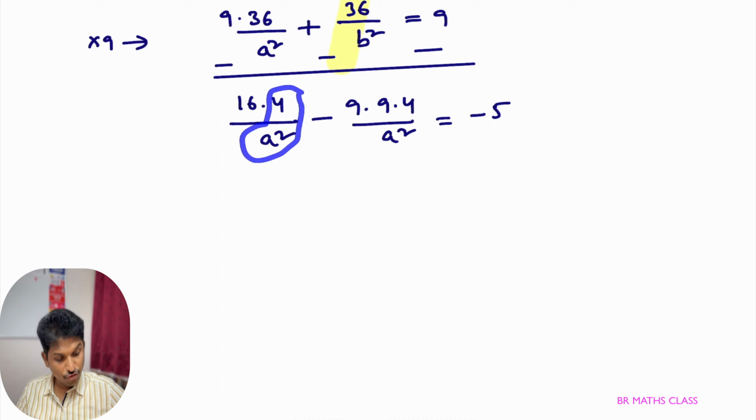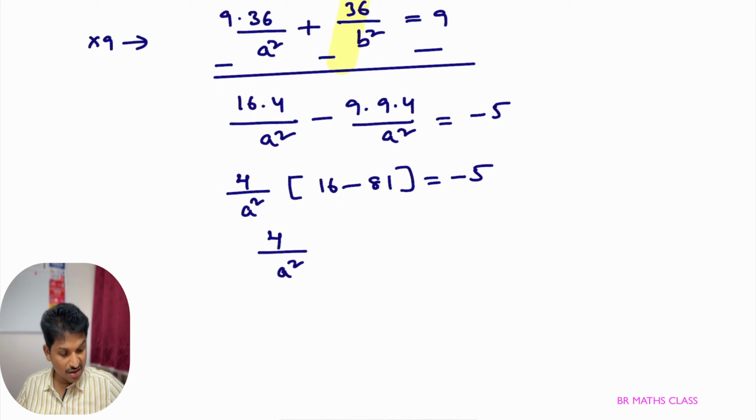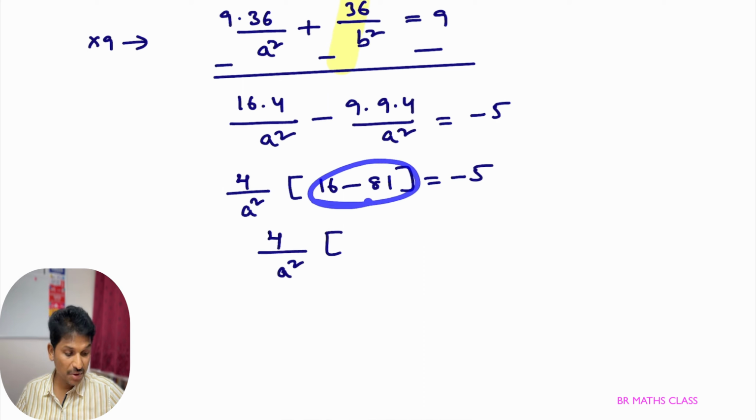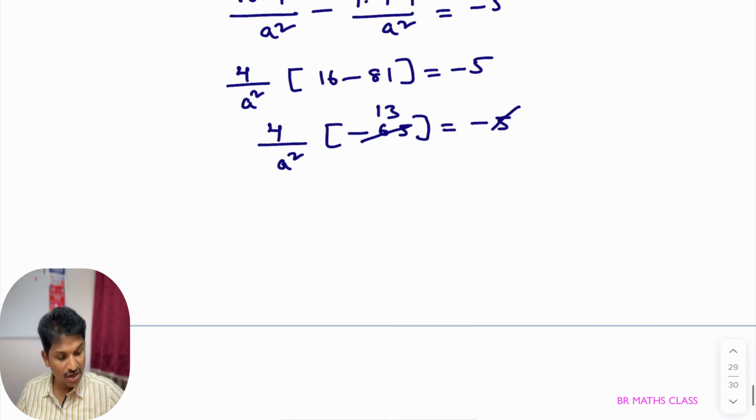Now you observe, I can take 4 by a square common. If you take 4 by a square common, what you will get? 16 minus 81 equal to minus 5 into 4 divided by a square. Here 16 minus 81 is minus 65. Minus 65 equal to minus 5. This minus 65 is minus 5, 13 times, right? From this you will get a square. A square is 13 fourths, 13 fours are 52. Now you got the value of a square.